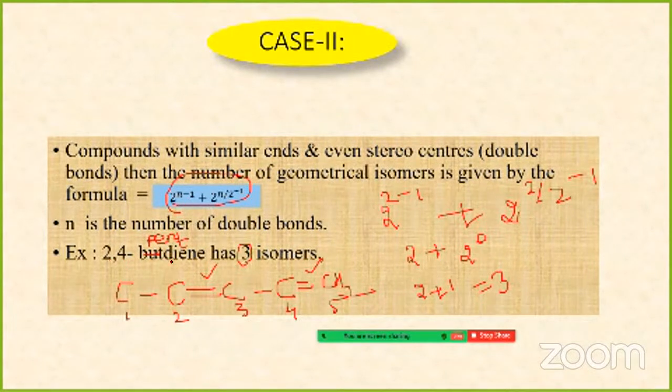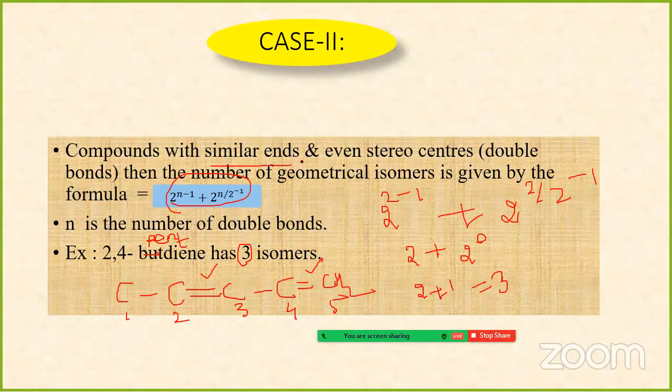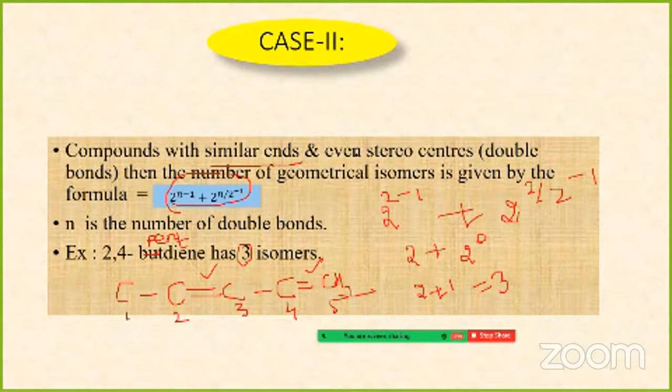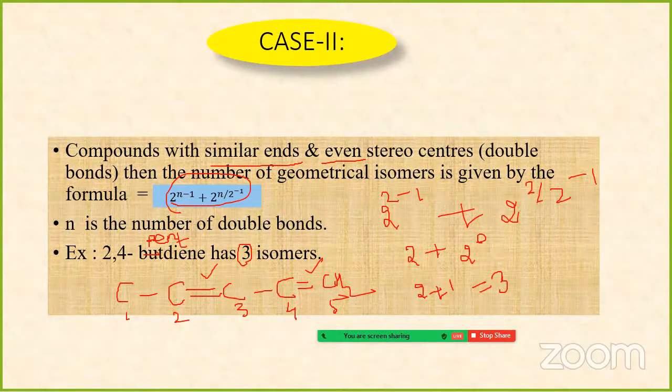So that is the number of isomers for the 2,4-pentadiene compound. Here we are taking compounds which have similar ends and an even number of double bonds, that means 2, 4, 6 or 8 double bonds. So like that we should take an even number of double bonds. Now let us see the next case for calculation of the geometrical isomers.